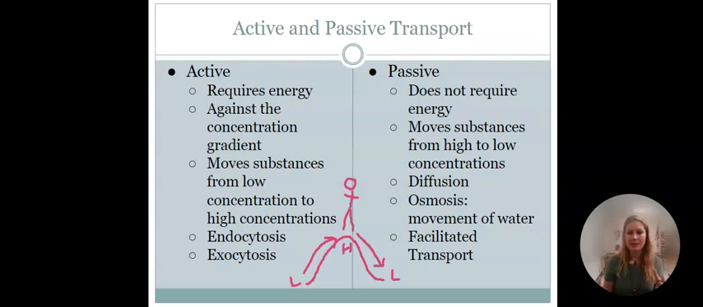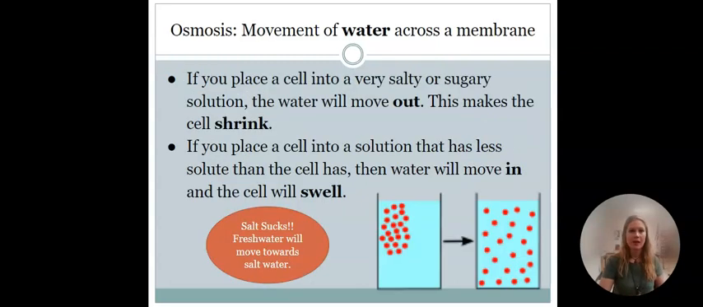So examples of passive transport are diffusion, osmosis, and facilitated diffusion. Remember, osmosis is specifically the movement of water. Diffusion is just everything else: oxygen, carbon dioxide, salt, whatever. And then active transport, you have endocytosis and you have exocytosis.